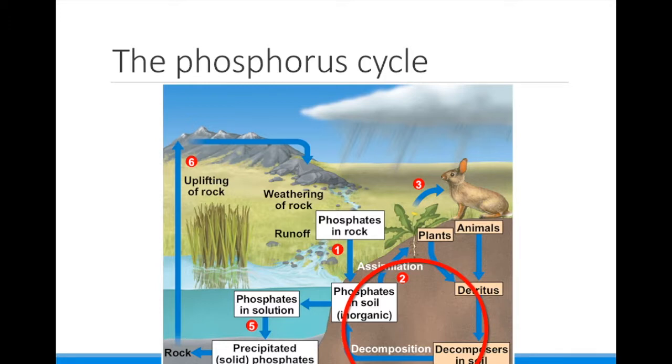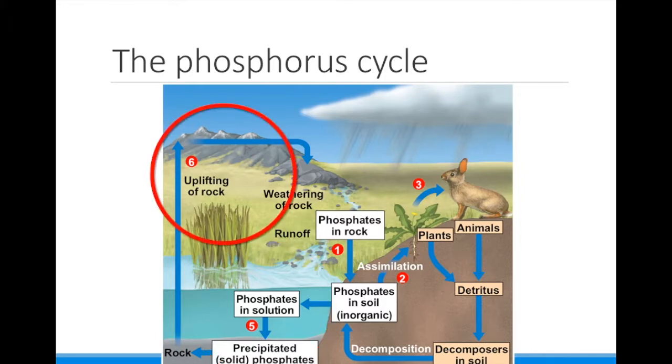The phosphates in the soil can then either be taken up by plants again, or they may end up in a solution in the water. Phosphates in a solution of water will settle to the bottom and form a solid on the bottom of the body of water. Eventually, the solid at the base of the water will harden into rock.